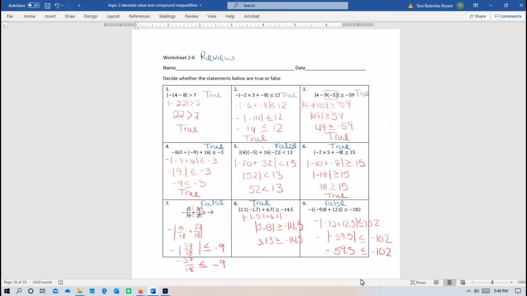Negative 102, think of it like temperature. That's a lot colder than negative 59.5. I don't want it to be negative 102 because I'm pretty sure I will freeze to death. So this is false. The smaller number is the negative 102.